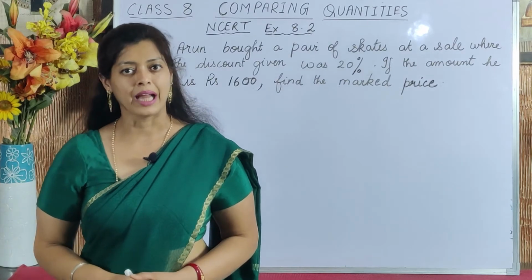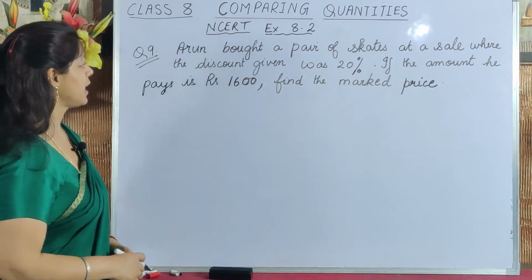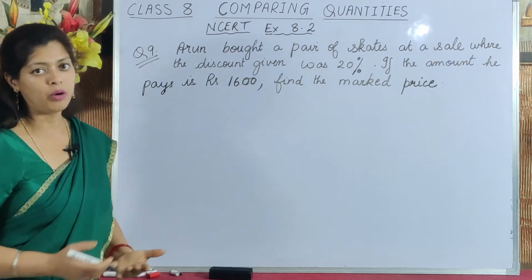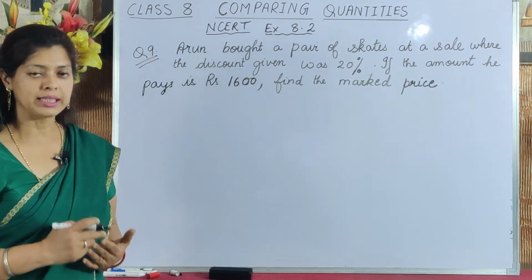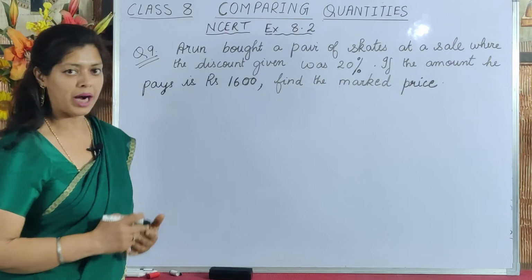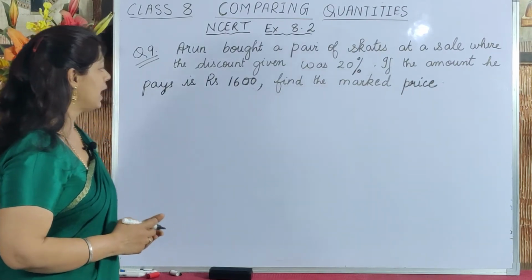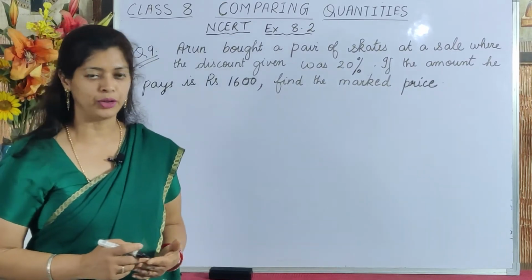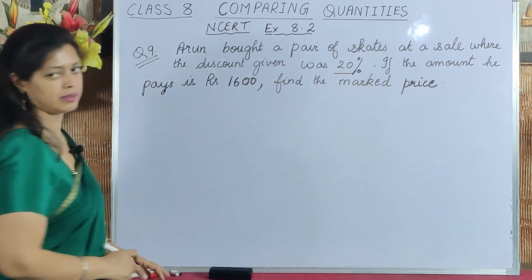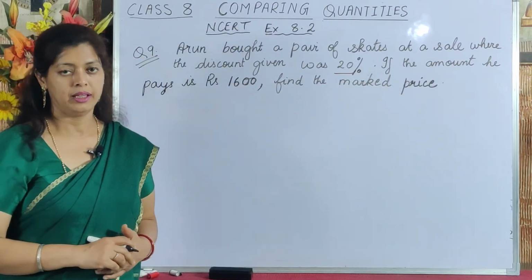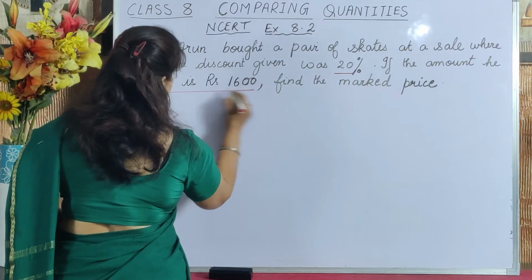Now we'll do question number 9 of exercise 8.2. Arun bought a pair of skates at a sale where the discount given was 20%. If the amount he pays is rupees 1600, find the marked price of the skates. So here Arun is buying a pair of skates at a sale and the discount percent is given to you, which is 20%. If the amount he pays is 1,600, now the amount Arun is paying is nothing but the sale price of the skates.